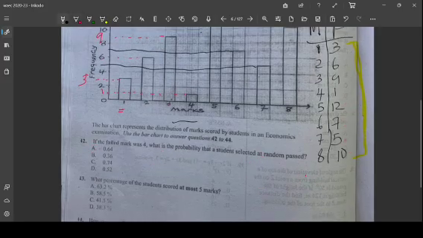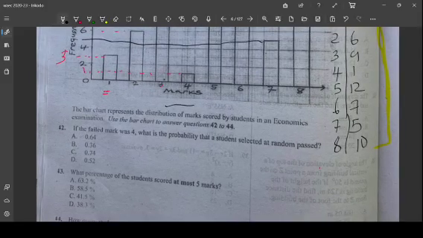So let's look at question number 43. It says, what percentage of the students scored at most 5 marks? So now we are going to work in percentage. But first of all, how many students scored at most 5 marks? What's the meaning of at most? At most means the highest was 5 marks. So we are going to look at those that scored 1, 2, 3, 4, 5. We're not going to go past 5. So how many students scored 1 mark plus how many scored 2 plus how many scored 3 plus how many scored 4 plus how many scored 5, all over the total. That's how we are going to get the answer.